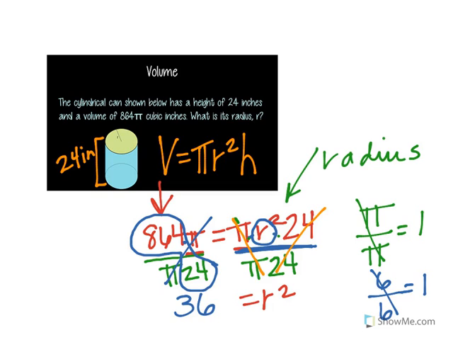But it doesn't ask us for the radius squared. It's asking us what is the radius. So that means I have to take the square root. This is saying 36 is equal to the radius squared. I don't want to know what the radius squared is, I just want to know what the radius is, without it being squared. So I'm going to take the square root on both sides.